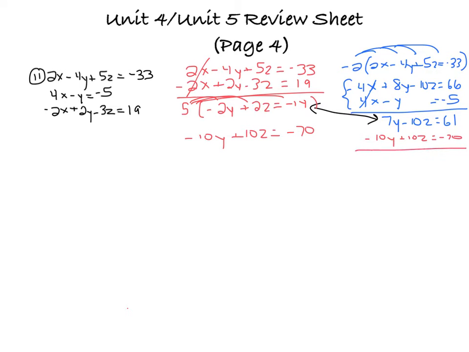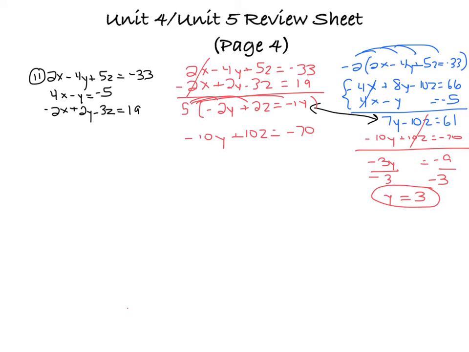Okay, so now when we go to combine like terms, our positive and negative 10z are going to cancel off. 7y minus 10y is negative 3y, and then 61 minus 70 is negative 9. If we want to solve for y, just divide both sides of the equation by negative 3. So it leaves us with y equals 3. There's a solution to one of our variables.